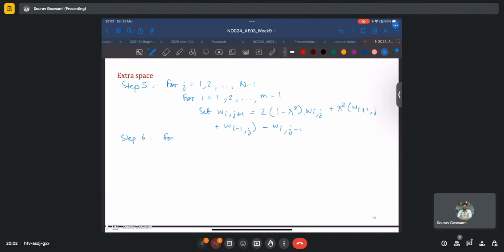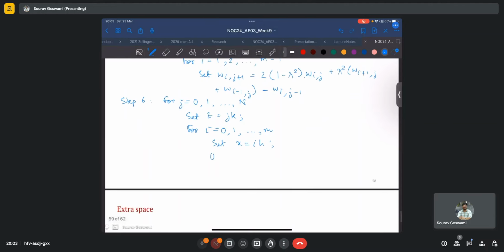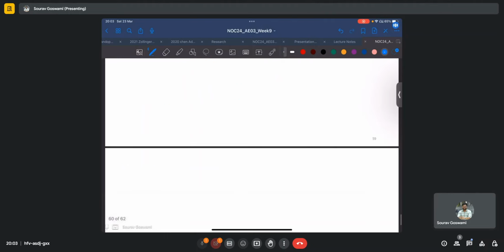Step 6, for j equals 0, 1 till n, we set t equals jk, and then a nested loop for i equals 0, 1 till m. We again set x equals ih, and output for each position, for each time, what is the displacement. And this will complete the procedure. So the seventh step is to simply stop, and our procedure is complete.